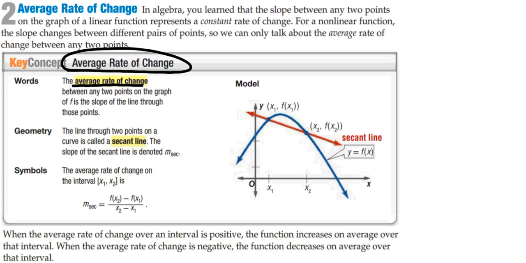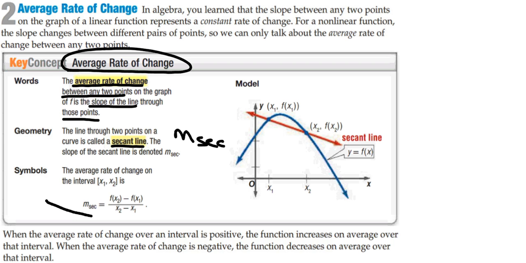Mathematically, I would love to be able to just do that without actually having to find an x and a y and an x and a y, just putting it in my rule. The average rate of change between any 2 points is the slope of the line through those points. That is all it is. That line is called the secant line, and it's m sub sec. It's m for slope, that's familiar to us, and sec for secant.